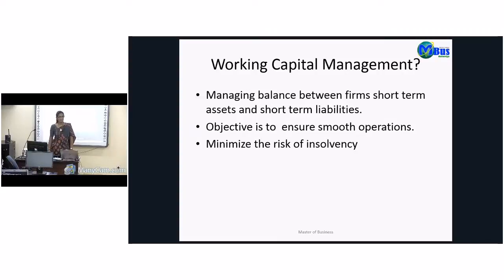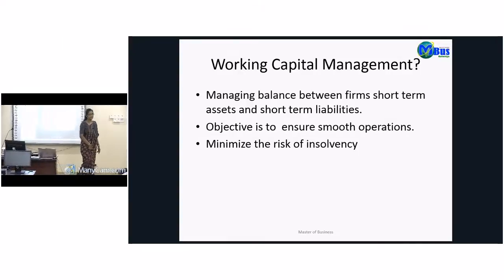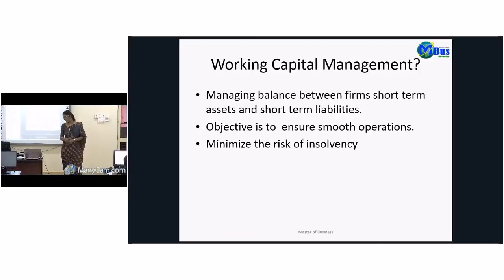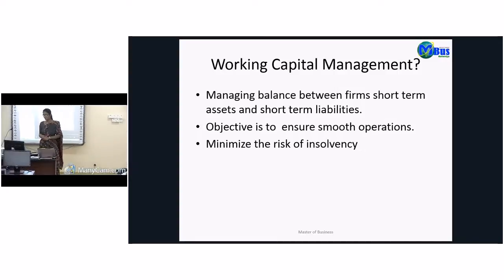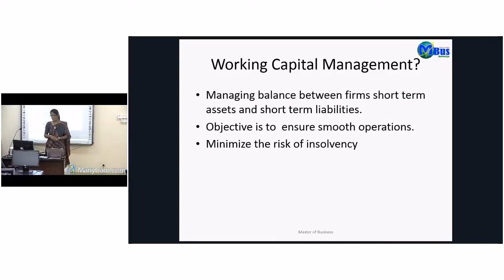Yeah, as I said, working capital management is short-term financial planning. Our focus is to maintain the balance between short-term assets and short-term liabilities in order to ensure the smooth operations of the organization and ultimately maximize the value of the firm, right? And if we are to maximize the value, we have to maintain the right amount of current assets and liabilities, right?